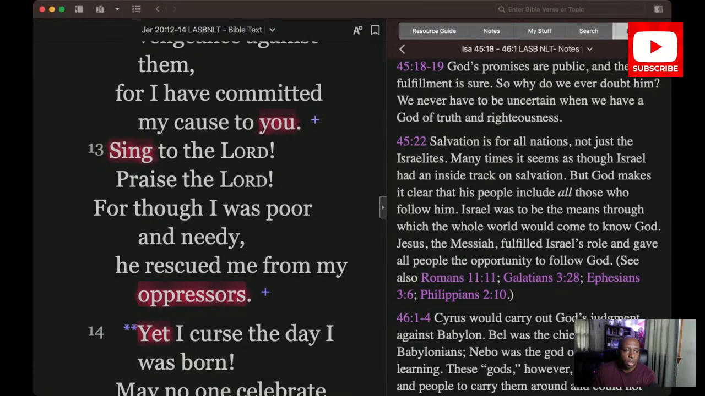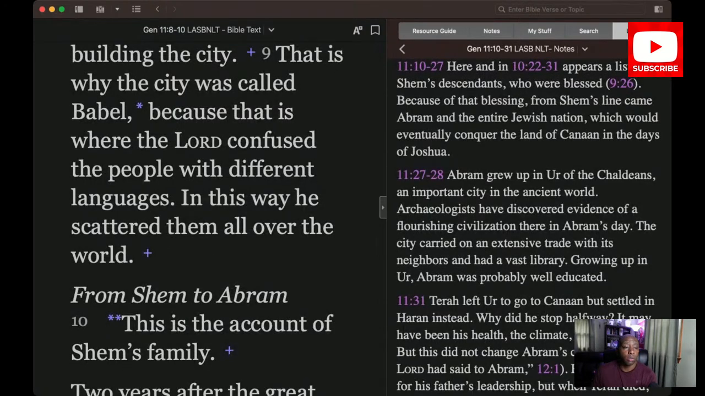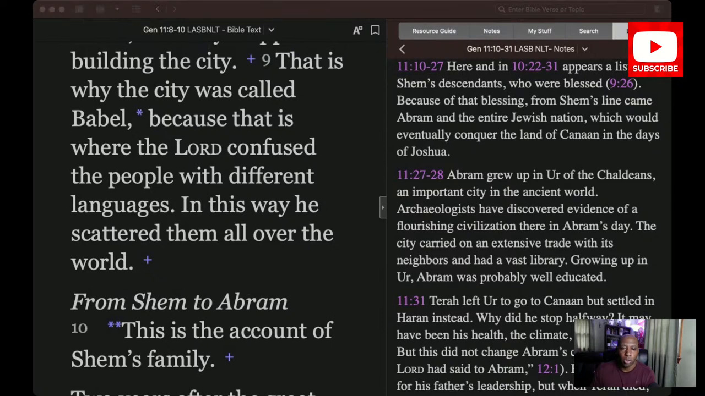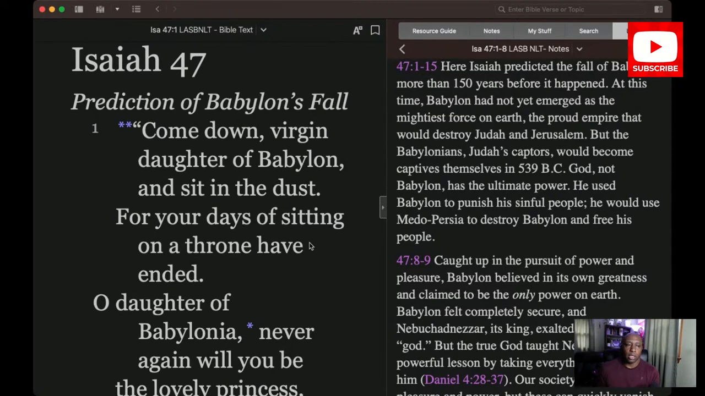Now, guys, we go into Genesis chapter 11, verse 9. But before we get into that, let's go to Isaiah chapter 47, verses 1 to 15, the whole section. Isaiah chapter 47, prediction of Babylon's fall.